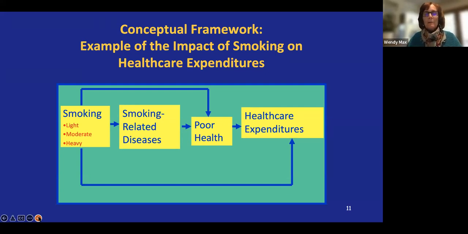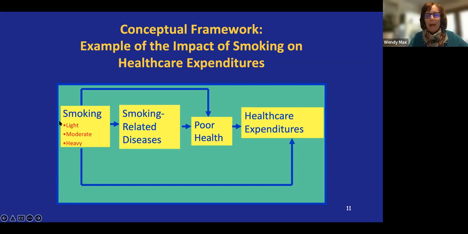In our more recent work, we have recognized the importance of not just looking at smoking. Smoking behavior has changed over the years. Now, a majority of smokers are actually light smokers. They smoke fewer than 10 cigarettes per day. So we've adapted our models over time, and now we look separately at light, moderate, and heavy smoking.